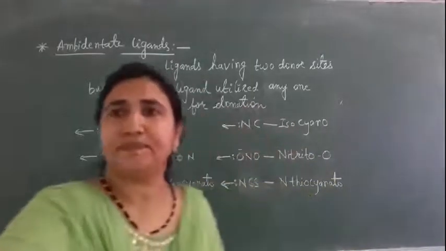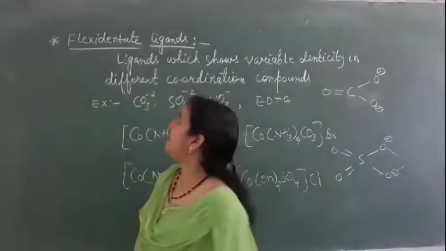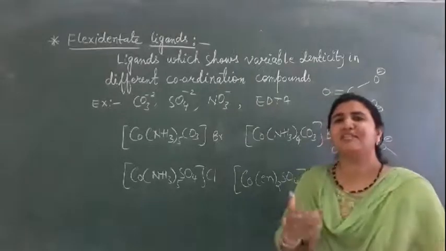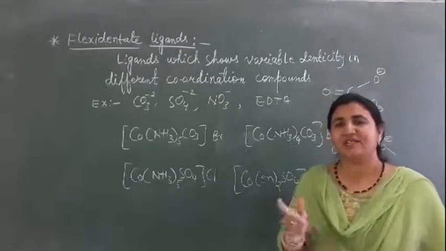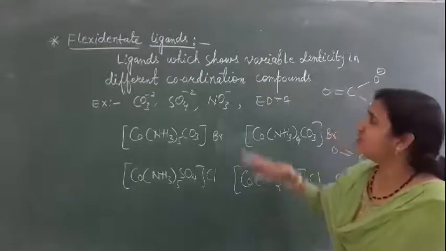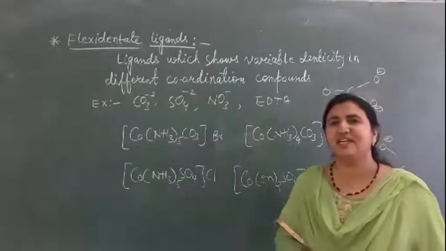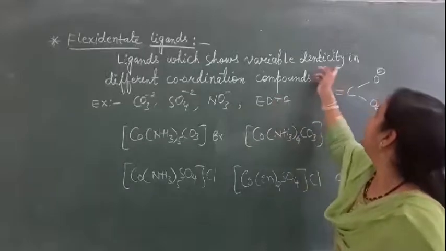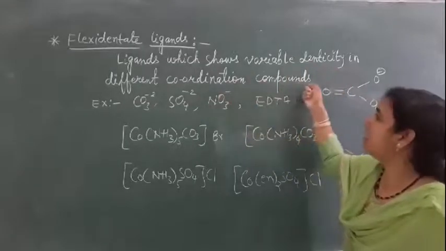Okay. Next we have flexidentate ligands. Flexible. You have seen a brush. It is flexible, it can move anywhere. Like this it is. A flexidentate ligand means a ligand which shows variable denticity in different coordination compounds.